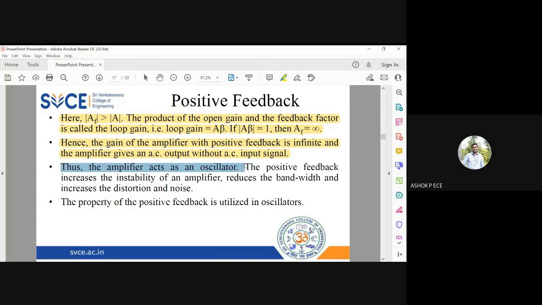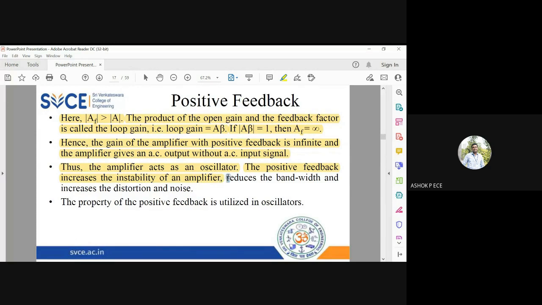So if I give positive feedback to an amplifier, it acts like an oscillator because the gain reaches infinity and the circuit becomes unstable. As the circuit becomes unstable, it starts oscillating and generates oscillations of a particular frequency. So the positive feedback is going to make your amplifier unstable. See here, it increases the instability of the amplifier.